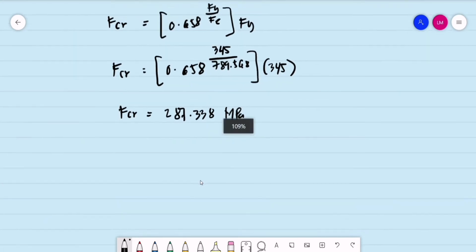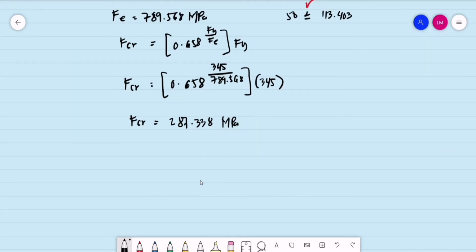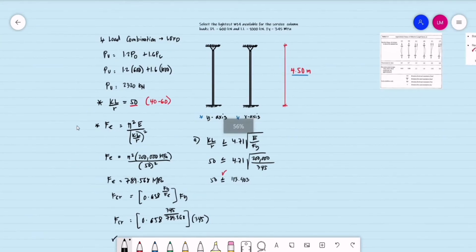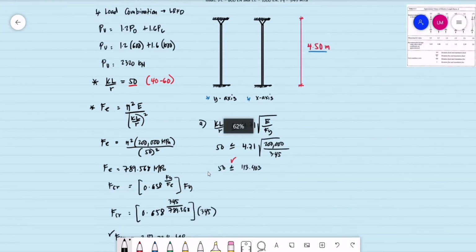We can now compute for the capacity, or yes, the required area of this given stress. So basically, how do we compute for P sub U? That is equal to phi P sub N, or equal to phi multiplied by f sub CR, then multiplied by the required area. So basically, the required area is equal to the P sub U divided by phi f sub CR. So what is our ultimate load? The ultimate load is equal to 2,320 kilonewtons.